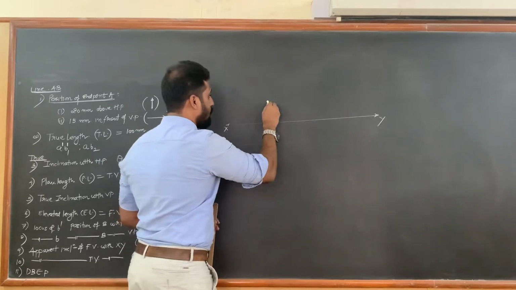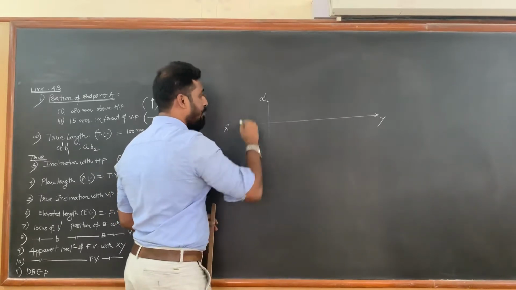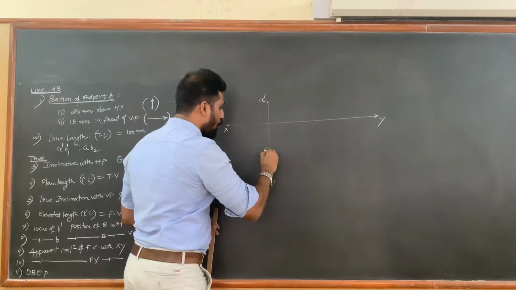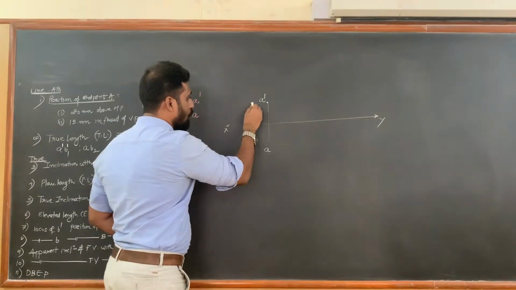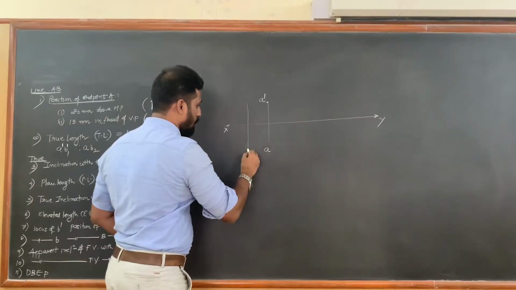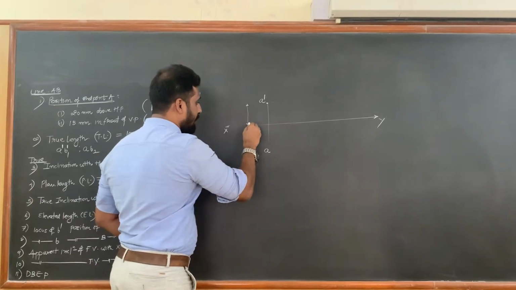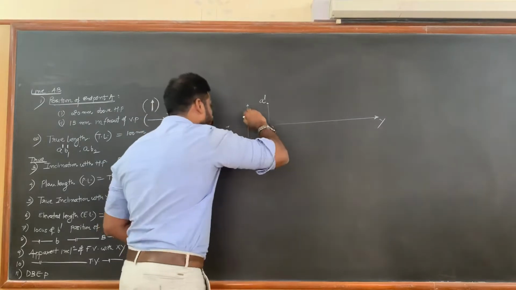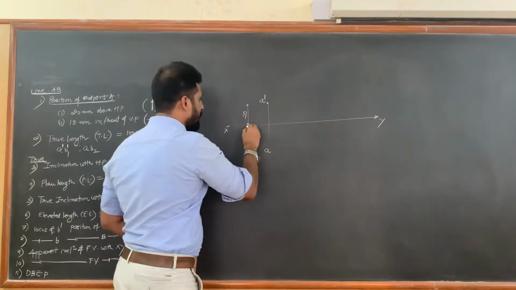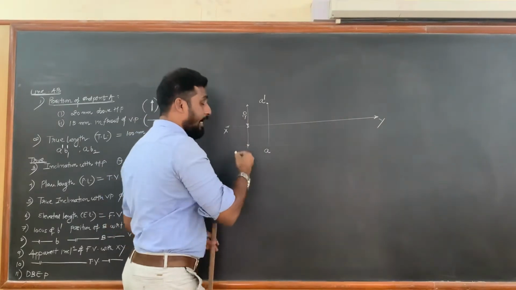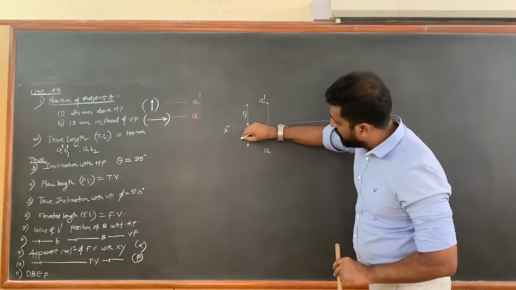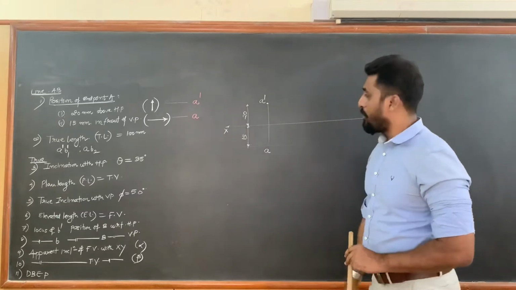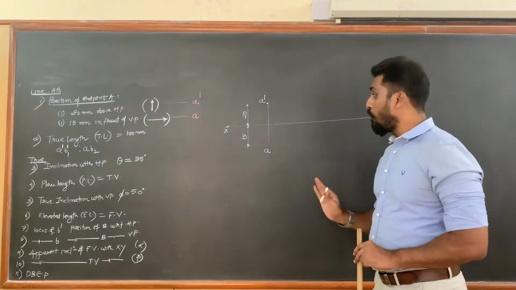Mark the points. In the front view, we will name it A dash, and in the top view, we are going to name it as A. So the distance of the point A dash from the XY line, that is the horizontal plane, is 20 mm, and the same distance of the point A from the XY line, that is the vertical plane, is 15 mm. So that's my location of point A.